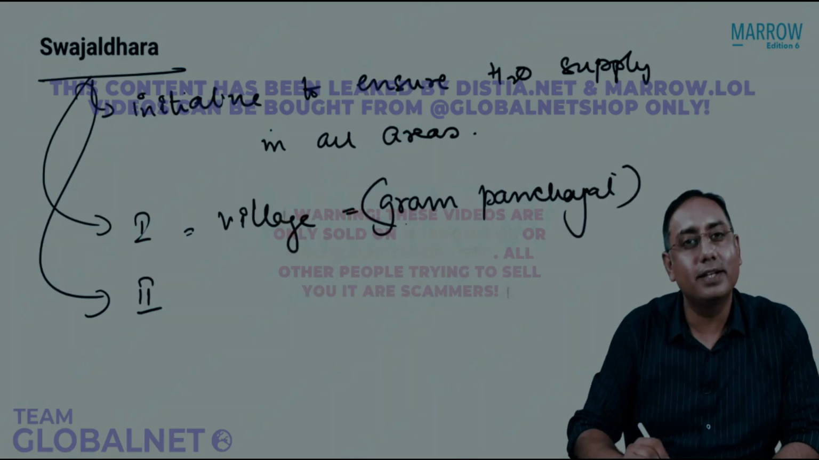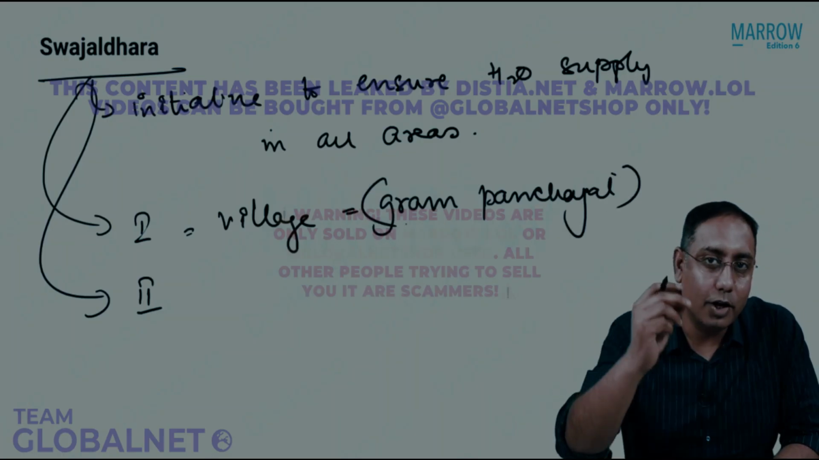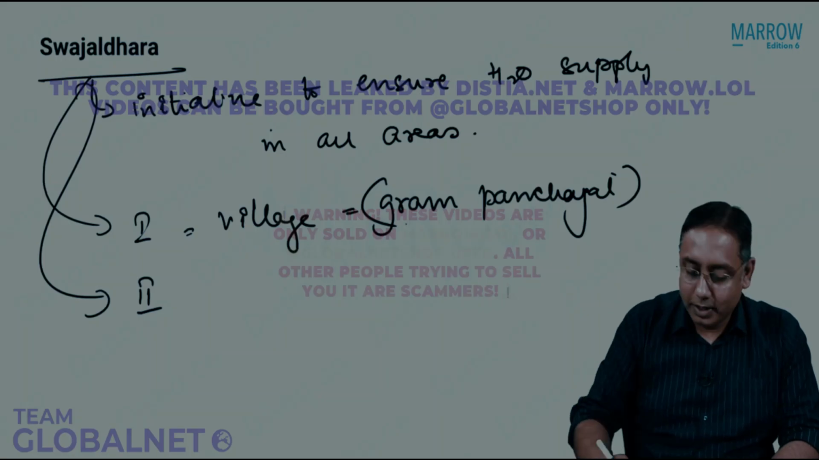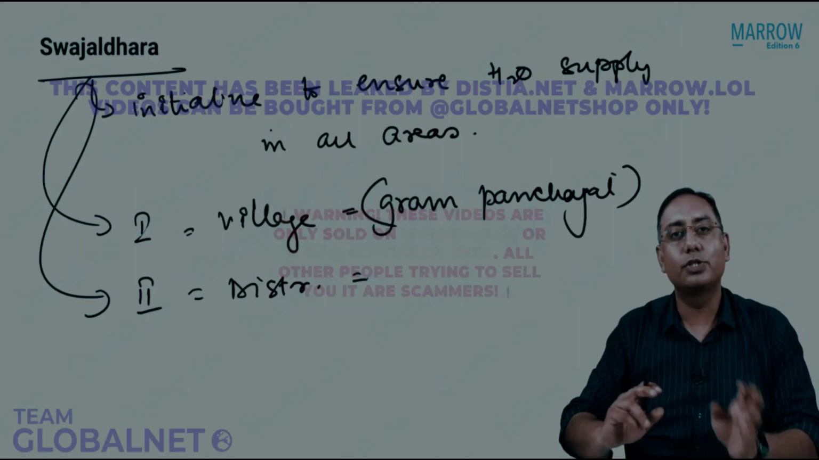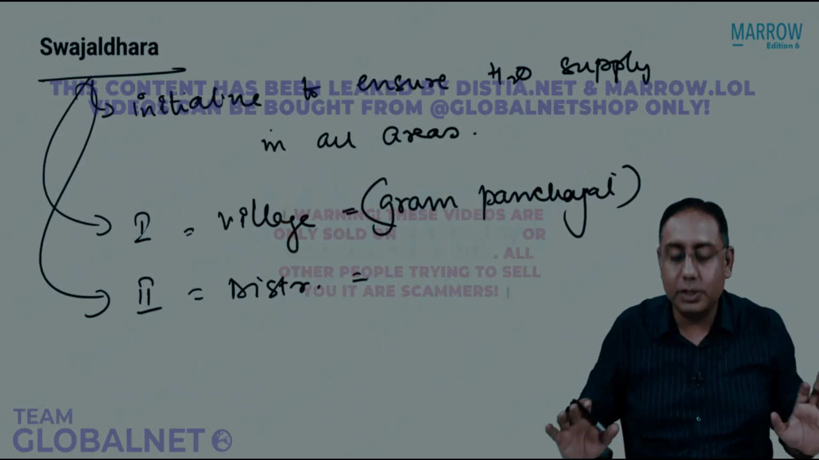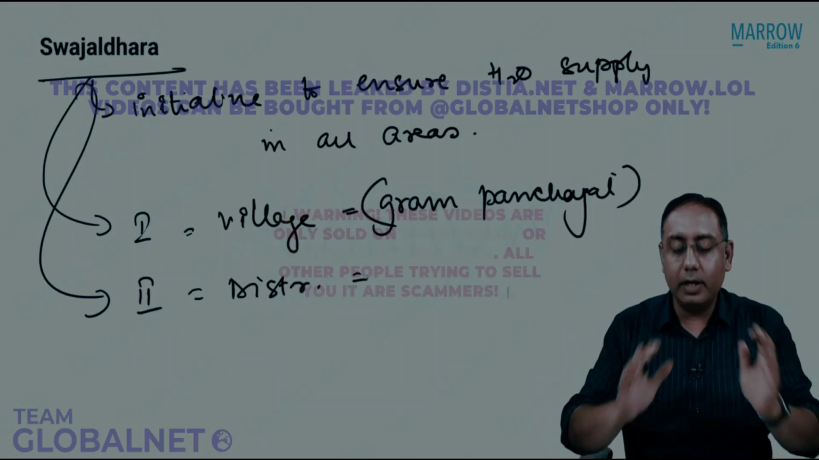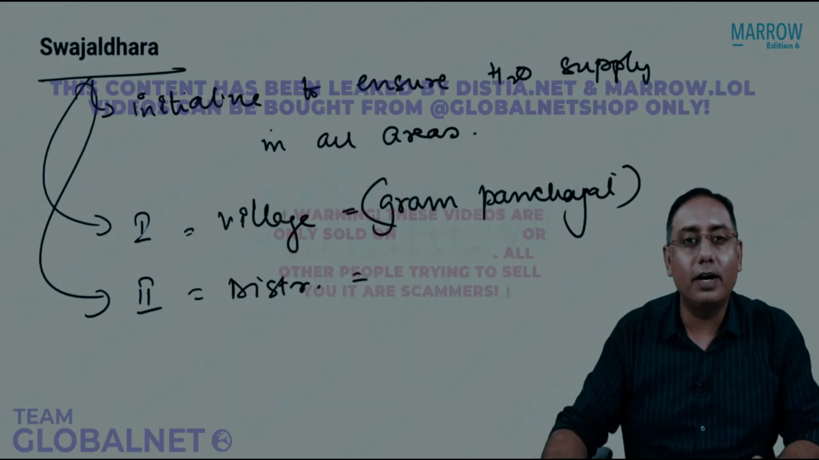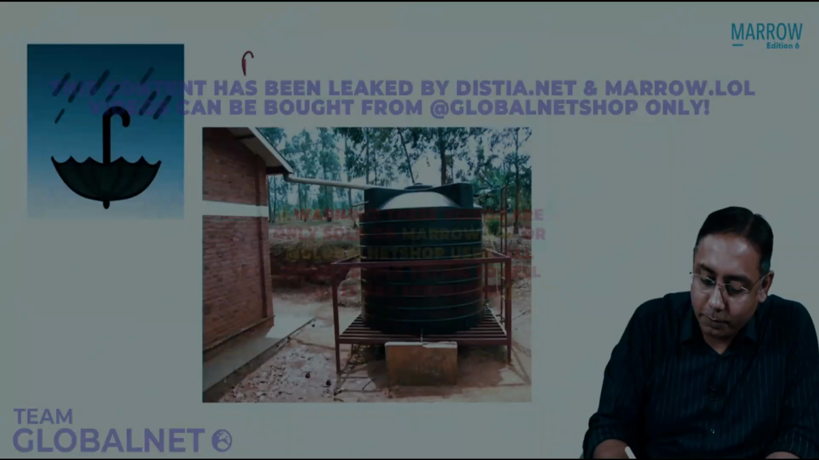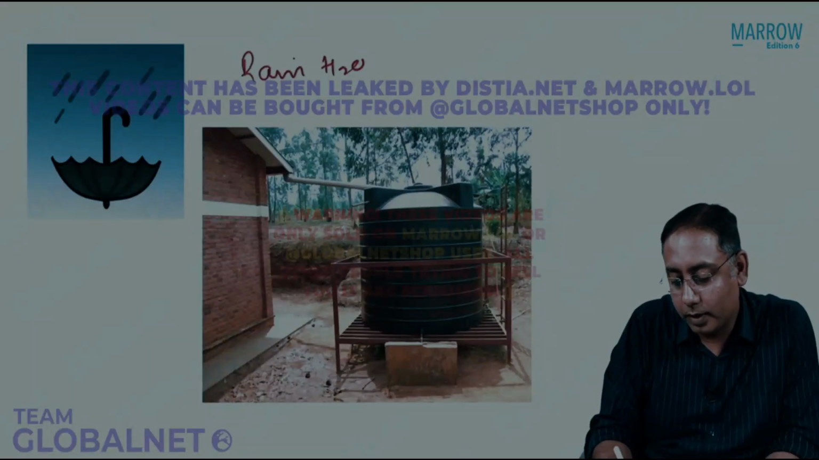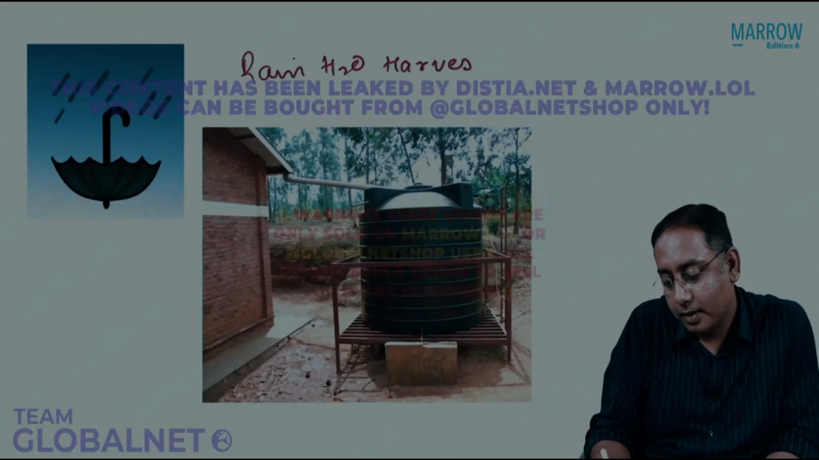Swajal Dhara 1 is at the Gram Panchayat level and Swajal Dhara 2 is at the district level. So will you remember that for me? Swajal Dhara 2 is at the district level and Swajal Dhara 1 is at the village or the Gram Panchayat level. They are working to ensure safe and good water supply.